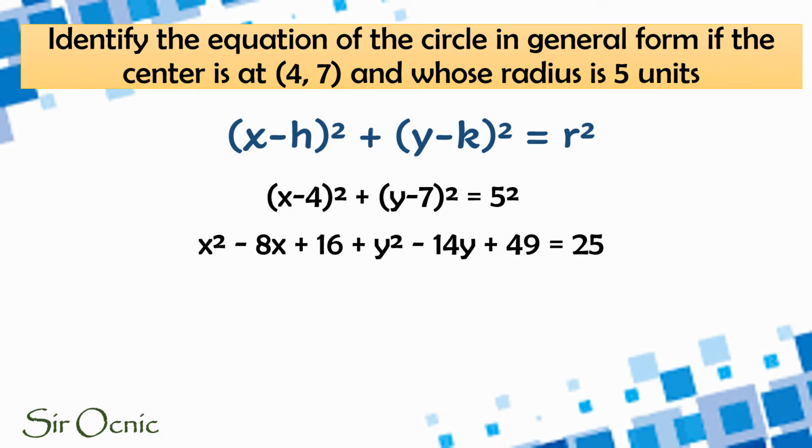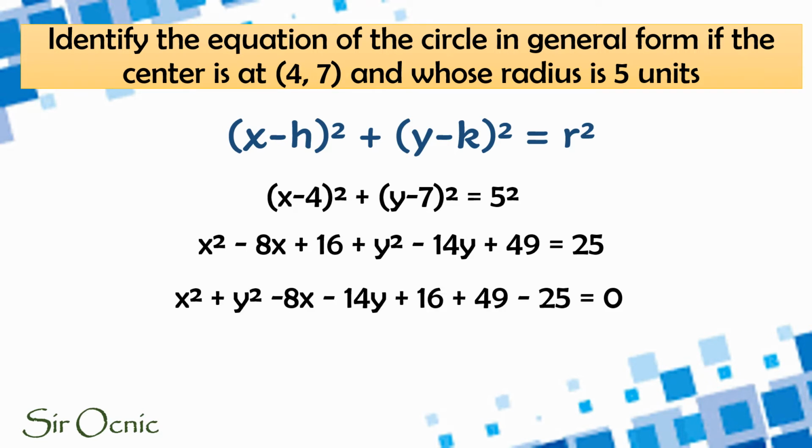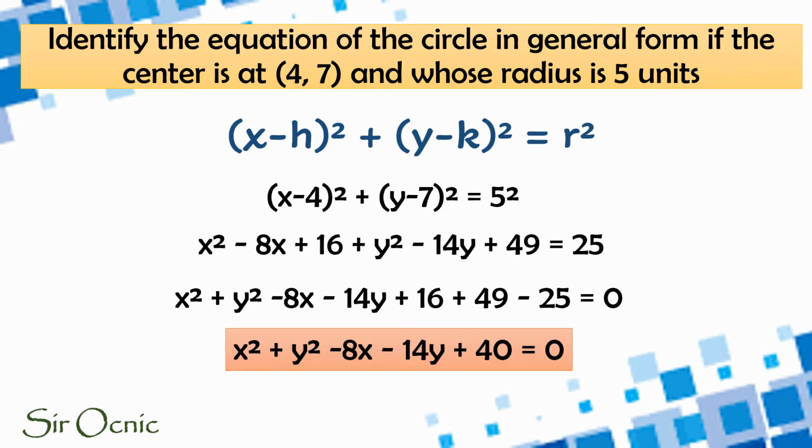Rearranging the terms in descending order, that is equal to x² + y² - 8x - 14y + 16 + 49 - 25 = 0. Combining all constants, that will be x² + y² - 8x - 14y + 40 = 0. This is now the general form of the equation.